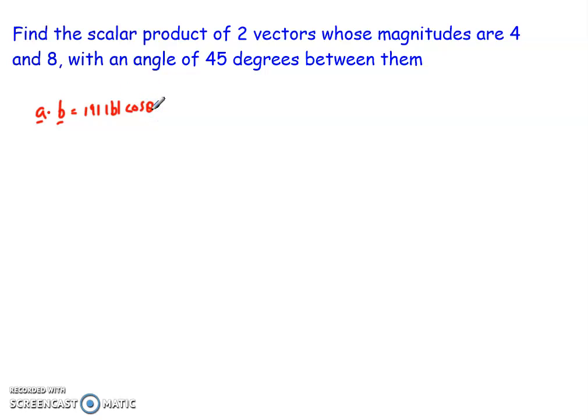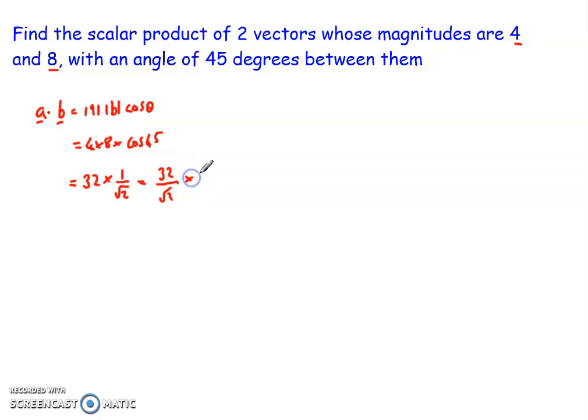And we can read these off straight away. Magnitude of A and magnitude of B, it doesn't matter which way around we put them. So one of them's 4, one of them's 8. So that's going to be 4 times 8, times cos of theta, which is times cos of 45. So 4 times 8, that's 32. It's then going to be times cos of 45, which is times 1 over root 2. So in this case, we're going to have 32 over root 2.